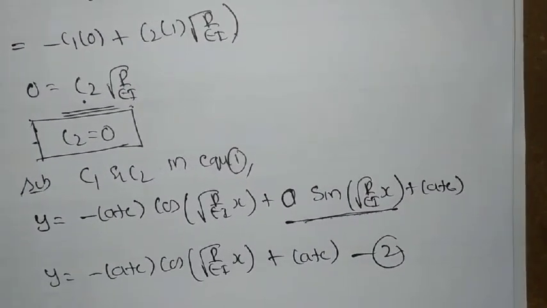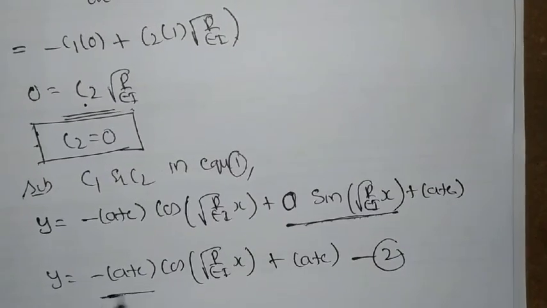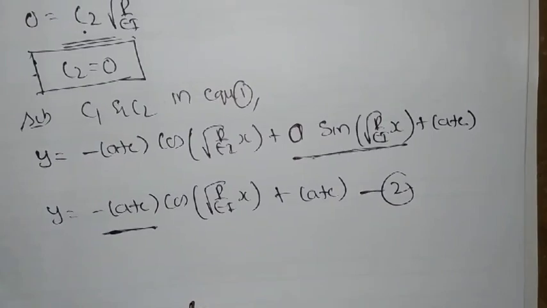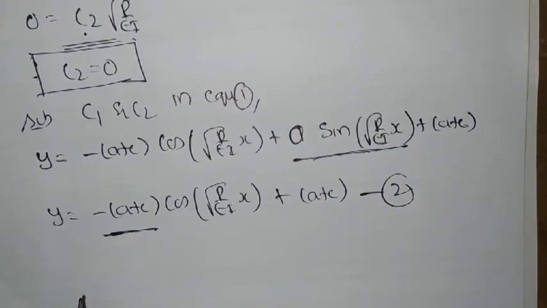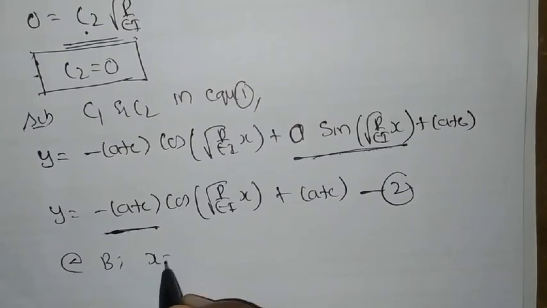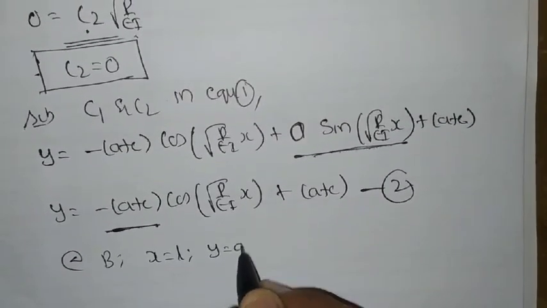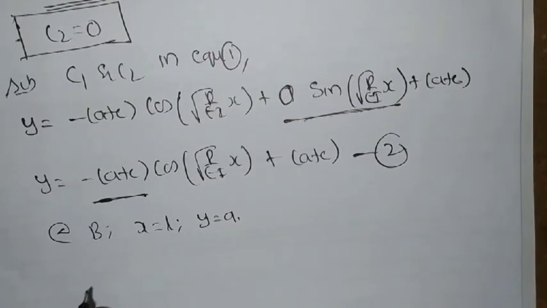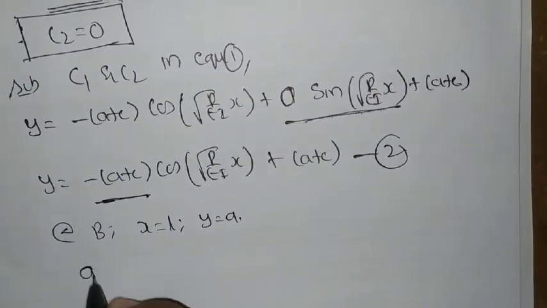So next, in this second equation, we have to substitute the second boundary condition at B. At B we have x is equal to L and y is equal to A. By substituting these conditions in this equation, we will get y is equal to A.